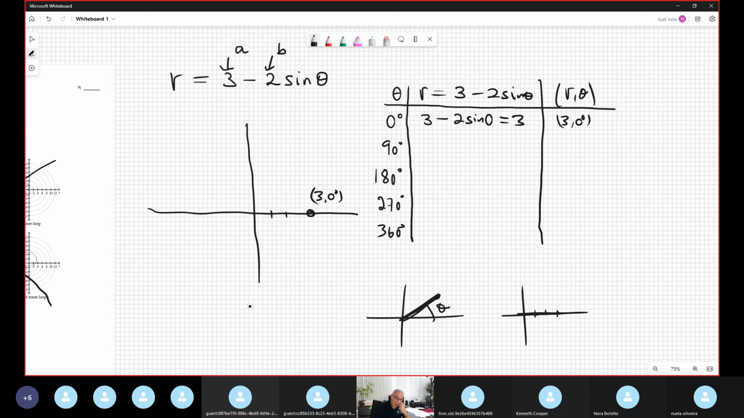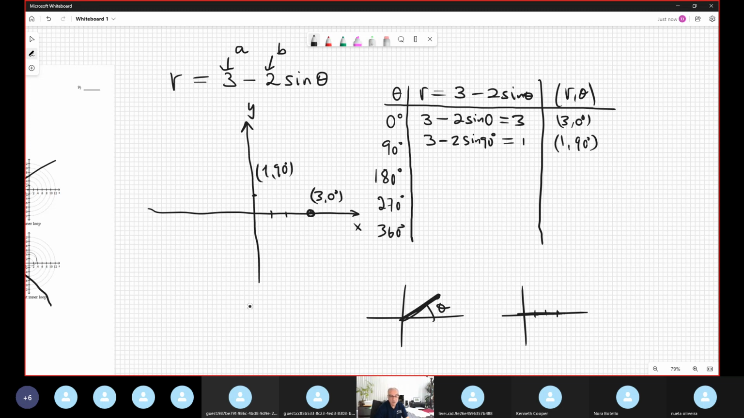1, 2, 3. Okay, 90 degrees. At 90 degrees it is 3 minus 2 sine 90 degrees. Sine 90 degrees is 1. So 1 times 2 is 2, negative 2, 3 minus 2 is 1. The point is (1, 90 degrees), and it is here. When you talk about 90 degrees, it is on the y-axis. 0 degrees is on the x-axis. Our limaçon looks like that.